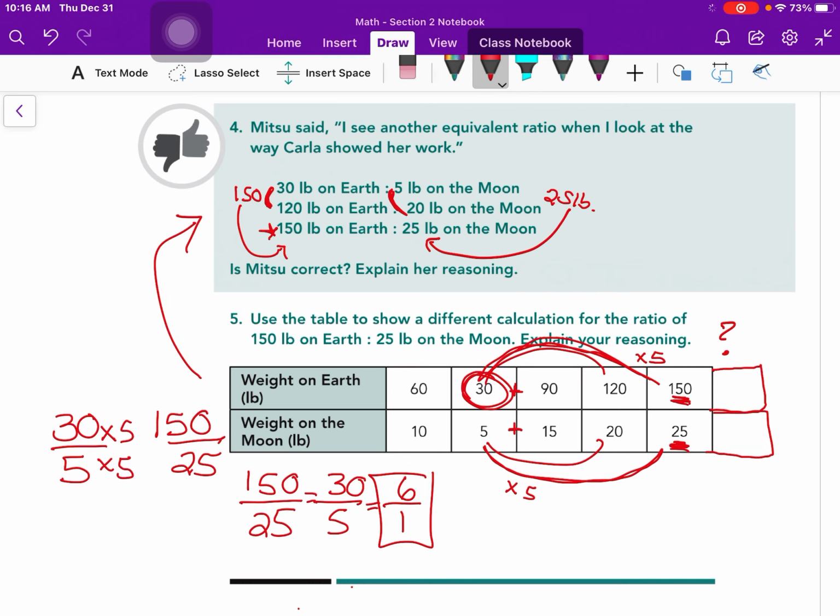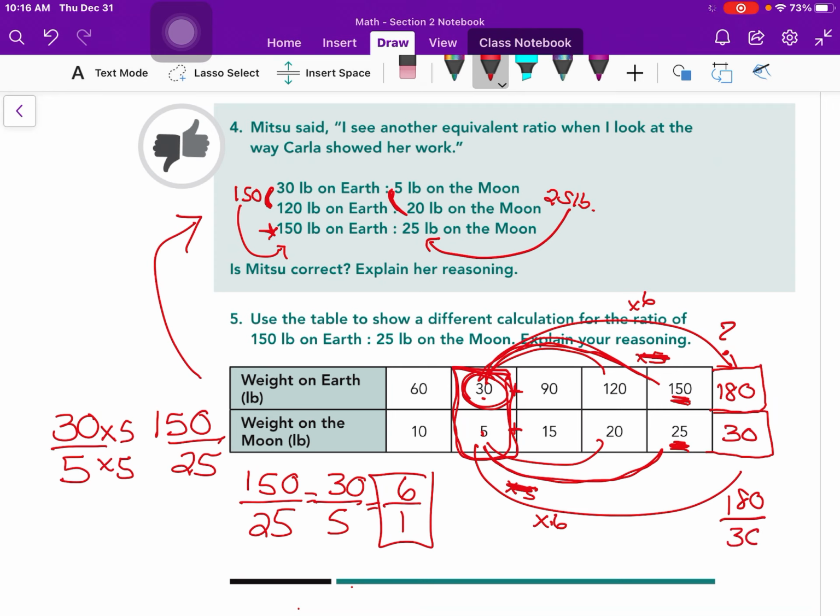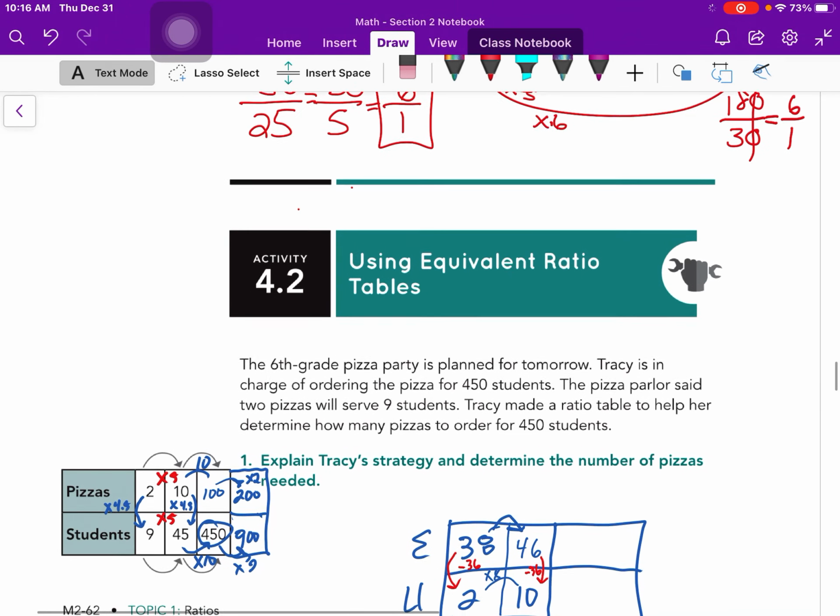Times 5. I wonder if I took, instead of scaling up times 5, if I take this original ratio and I scale up times 6, what will that get me? Let's see, 30 times 6 is 180, and 5 times 6 is 30. So a 180-pound person on Earth is equivalent to a 30-pound person on the moon. I think that works. To double check, I'm going to simplify. Divide by 10, and 18 divided by 3 is 6 to 1. I think my strategy works.